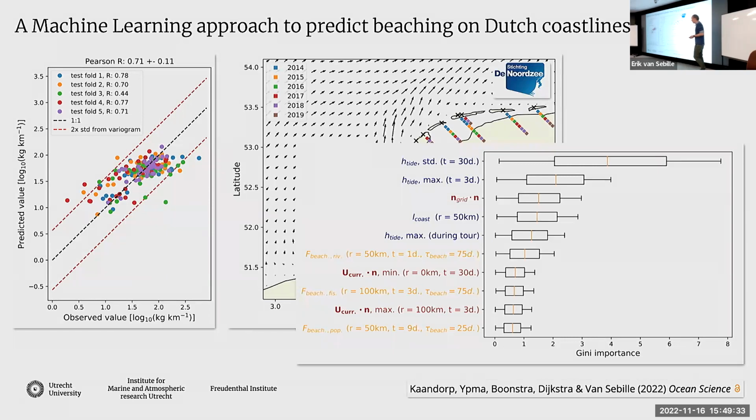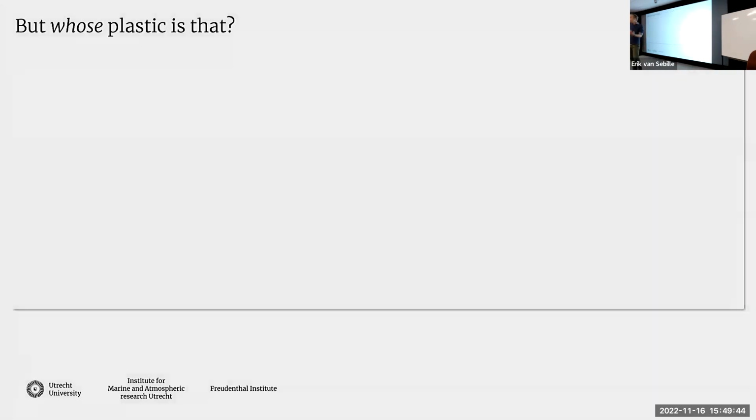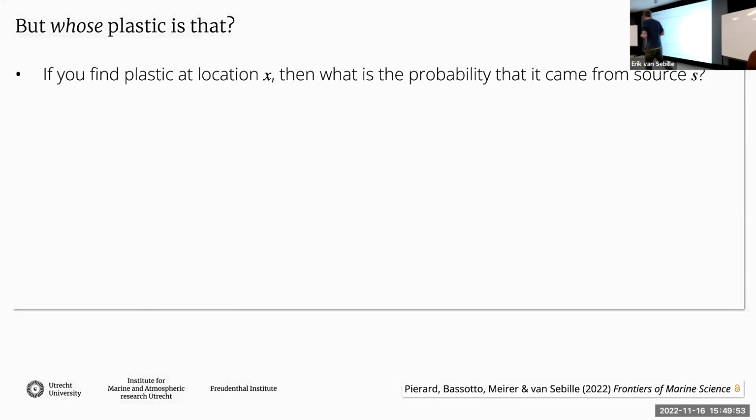So we are able to predict where plastic ends up. But if you remember the title of my presentation, it was about the blame game. Can we also say whose plastic it is that we find on the beach? And that's where Bayesian inference comes in, right? That is essentially a Bayesian question, because it comes down to asking: if I find plastic at a certain beach location X, what's the probability that it came from a certain source S to start with?